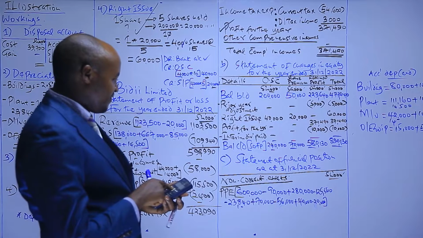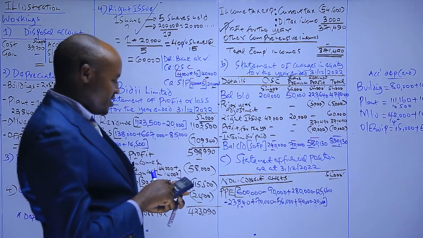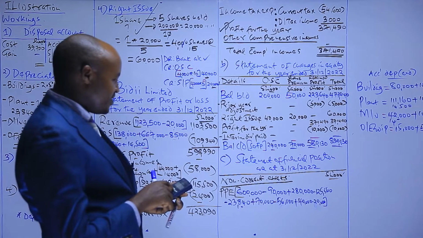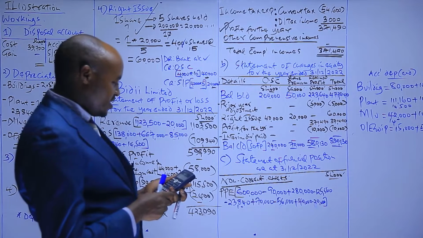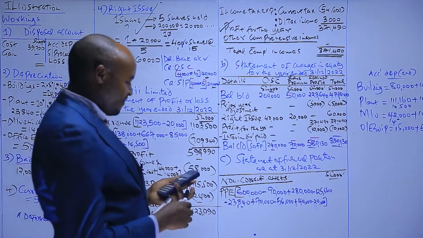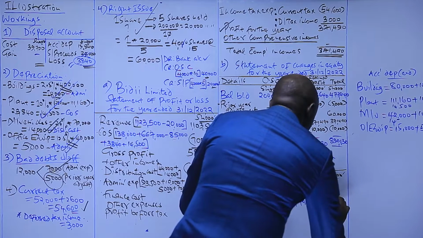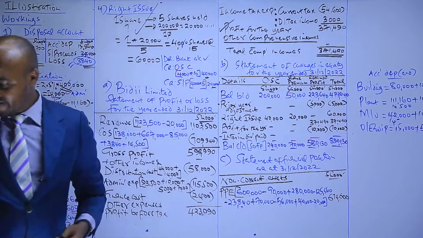Let's confirm that. The first figure is 600,000 minus 90,000, that is okay. And then plus 280,000 minus 125,560 minus 23,840. Plus 70,000 minus 56,000 plus 40,000 minus 20,000. So I'm getting a final figure here of 674,600. Yes, so that is the final figure for the PPE.